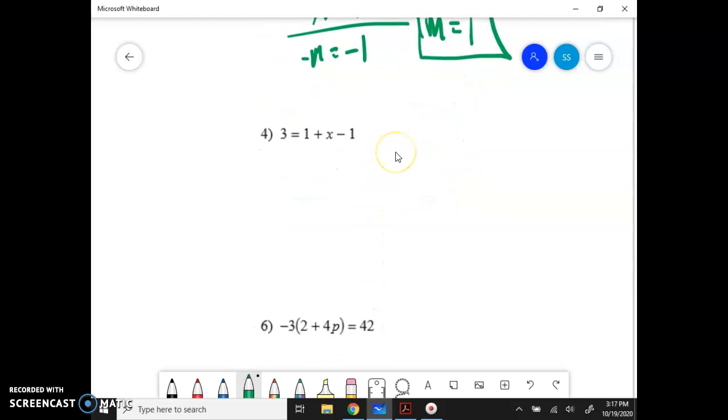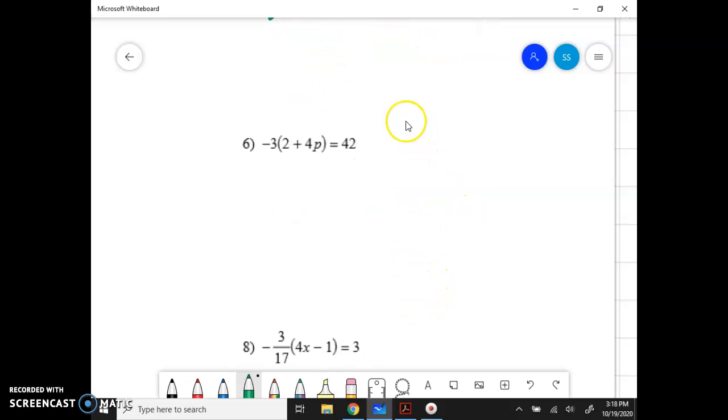All right, number 4. Again, we're going to combine like terms. I have 1 minus 1, right? If that weren't there, it's just 1 minus 1. That's 0. It's essentially eliminated. And I'm left with 3 is equal to x. And what do we need to do here? Nothing. That's already solved for. We know what x is equal to.